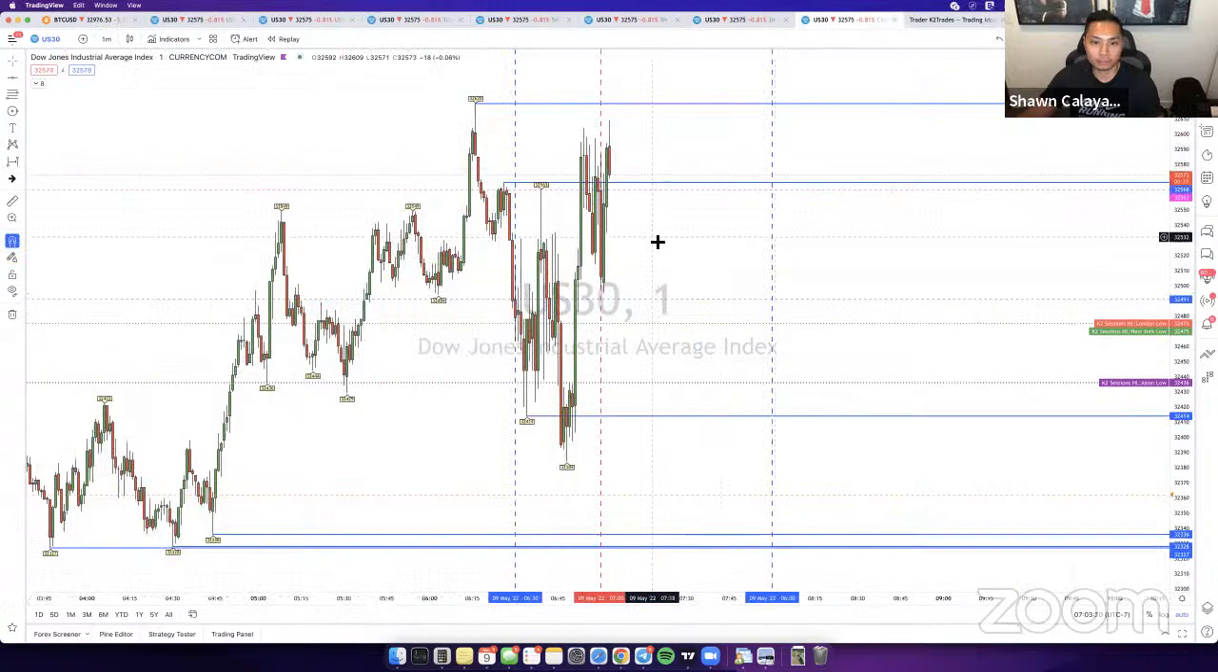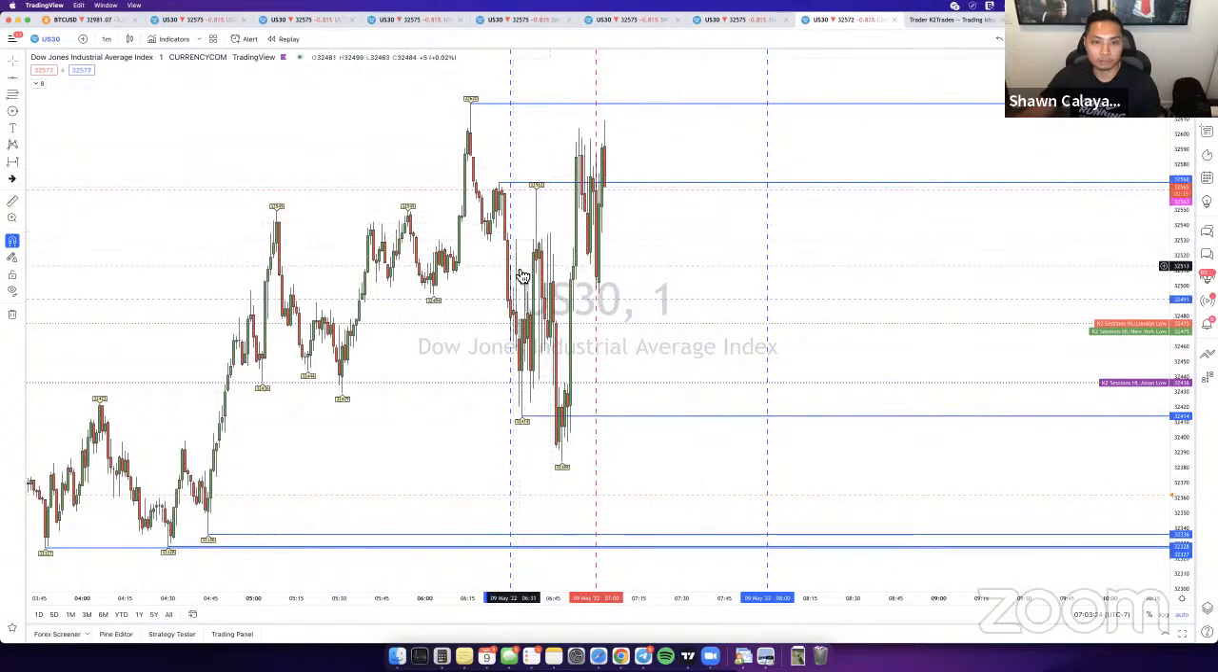If you look over here on this chart, check out the fake outs right here, right? So market opened right here at 6:30. Price came down slightly, came back up, came back down, came back up. What do you think is going to happen from this point?